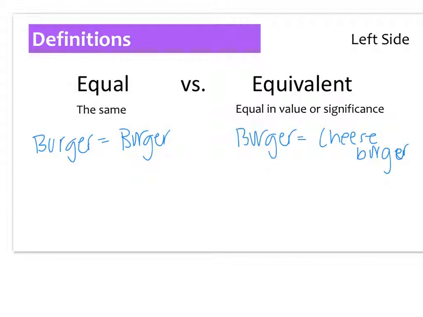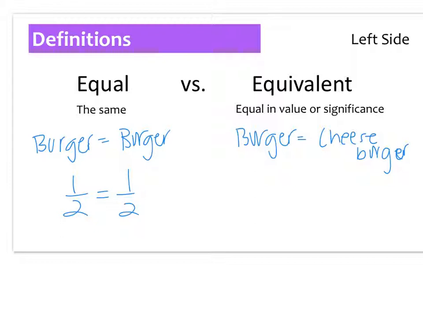Okay? So another example of equal would be 2 is always going to be equal to 2. Or let's use a fraction example. I think that would be a better one. Let's use 1/2 is always going to be equal to 1/2. Okay? Those are the exact same thing, so they are equal.